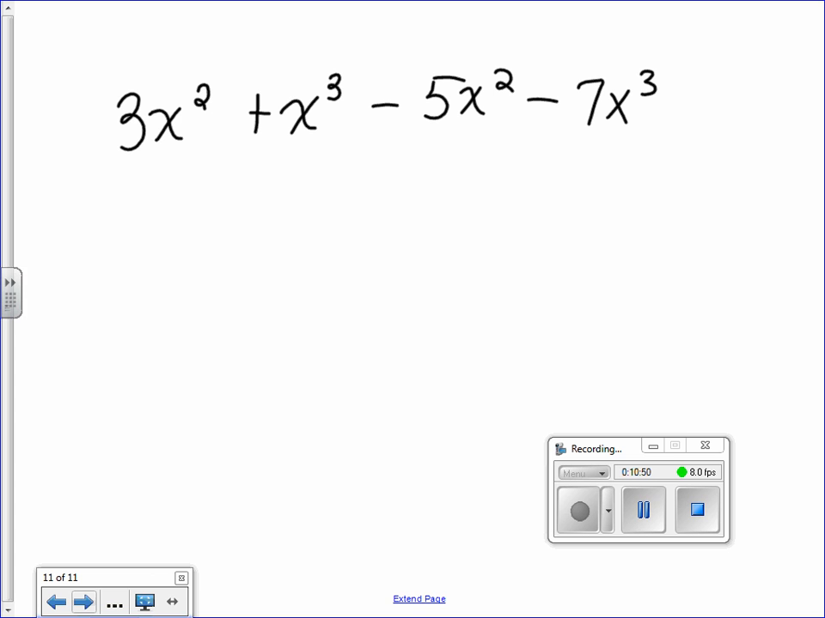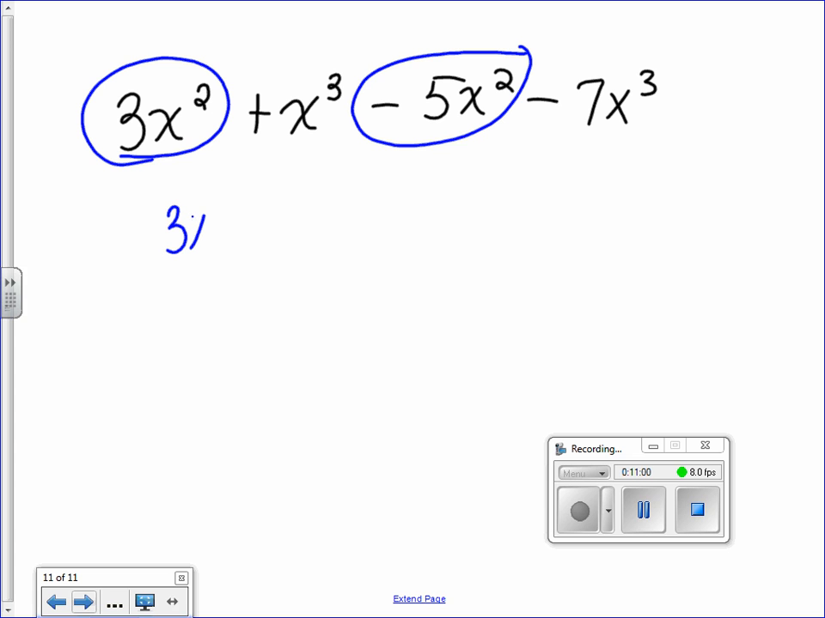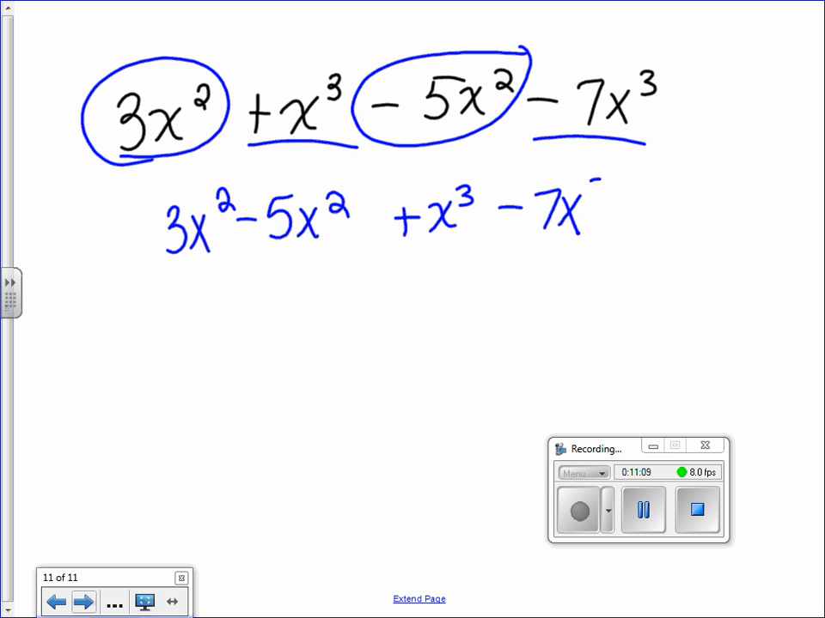All right, so what's 3x squared getting combined with? Negative 5x squared. Okay, so I've got 3x squared minus 5x squared. What about this plus x cubed? All right, so 3x squared minus 5x squared leaves me with how many x squared? Negative 2x squared. Don't lose that squared, okay? It's still right there with you.